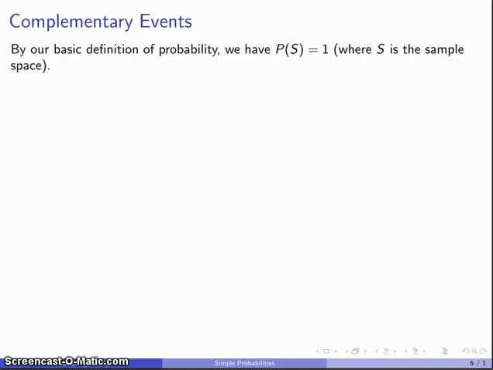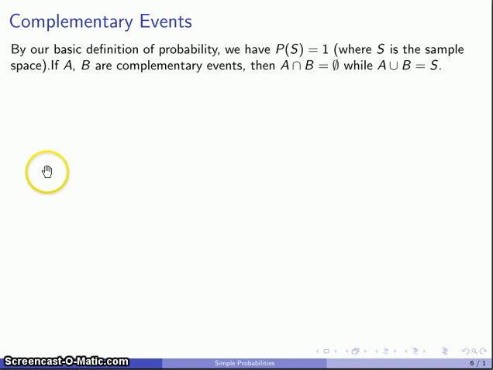All right, so now let's take a look at complementary events. And again, we have a very nice formula for the probability of complementary events, and this emerges from our basic definition of probability once again. So our basic definition of probability, the probability of S is equal to 1, where S is our sample space, and so that allows us to make the following conclusion.